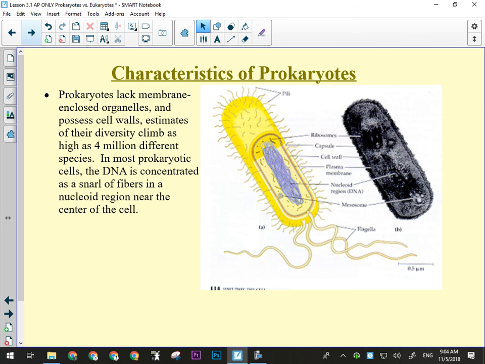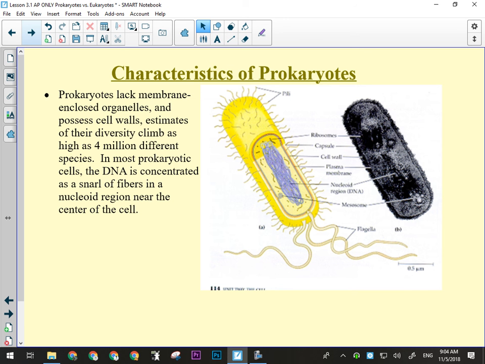So prokaryotes do not have membrane-enclosed organelles. This is an electron microscope picture of what a bacteria, like a tetanus or a salmonella bacteria, would look like. What we can see is they have ribosomes. They have to make proteins, so they do have those, but those aren't really membrane-enclosed organelles. They have a capsule, which is kind of like their cell wall, or part of their cell wall. They have a plasma membrane, so they do have a cell membrane.